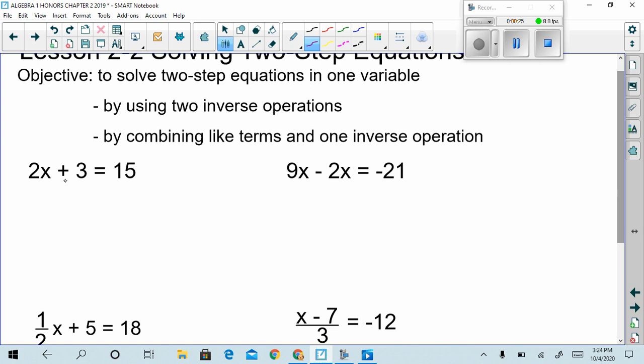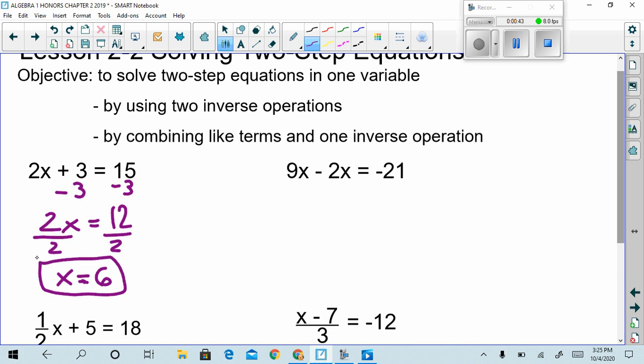We'll start this first one by subtracting 3 on both sides. I have 2x is equal to 12. I'll use that division property of equality and I'll divide, that's my inverse operation, to isolate my variable, and I get a solution of x equals 6. Let's do a check. 2 times 6 is 12. 12 plus 3 is 15. You see that it checks.